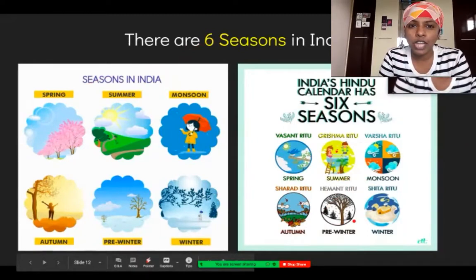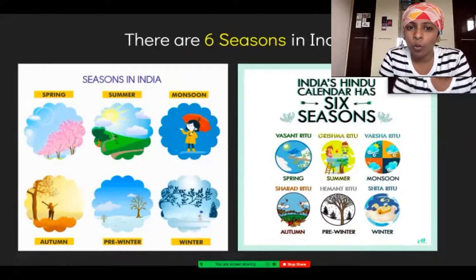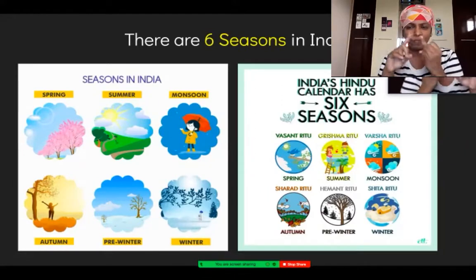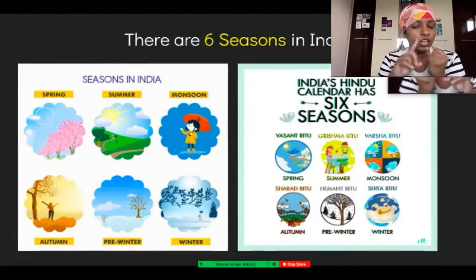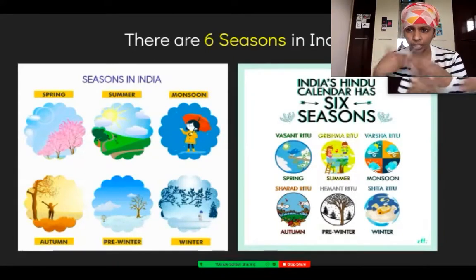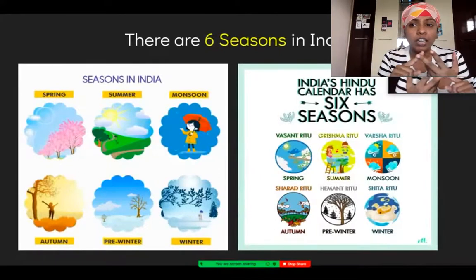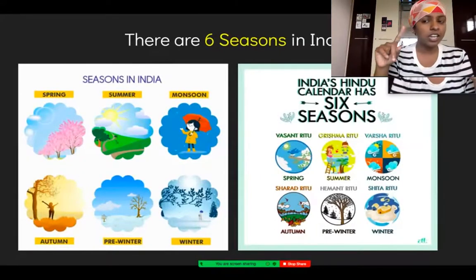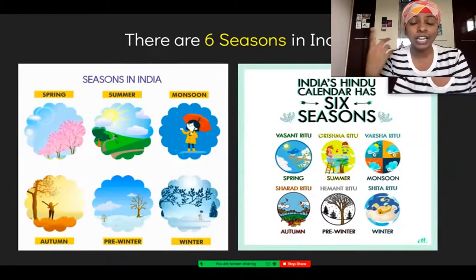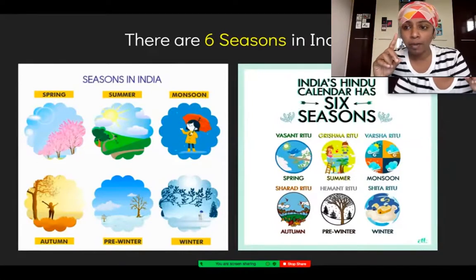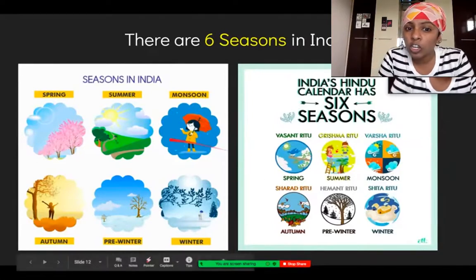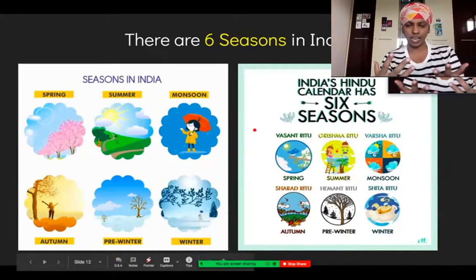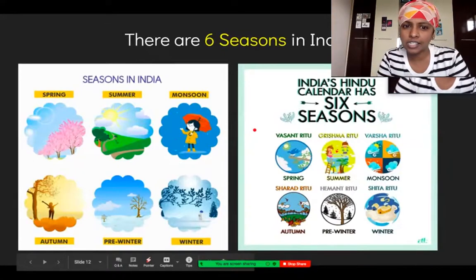So this brings us to the end of this lesson. What did we learn? We learned about rotation. We learned about revolution. We learned that rotation causes day and night. Revolution causes change of seasons. We learned about leap year, which has 366 days and one extra day on February 29th. We also learned about the six seasons in India.